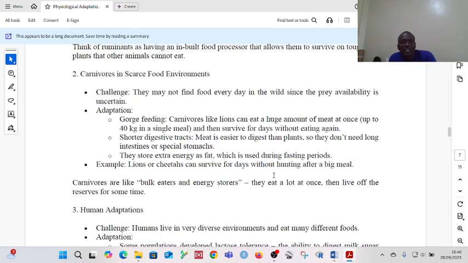The other adaptation is that they store extra energy as fat. This extra energy which has been stored as fat can be used during the days of fasting when there is no food. These carnivores can convert the fat and use it as a source of energy. So you can look at carnivores as bulk eaters, gorge feeding, and energy storers. They eat a lot at once, then they can live off the reserves for some time. The reserves have been stored as fat, so they can convert that fat and live off it for some time.